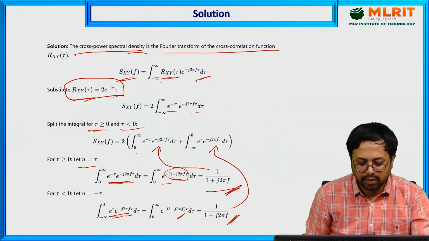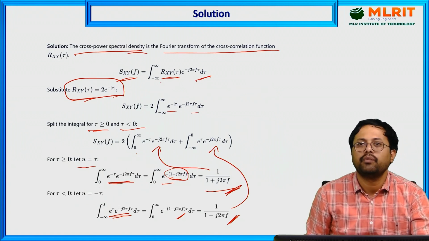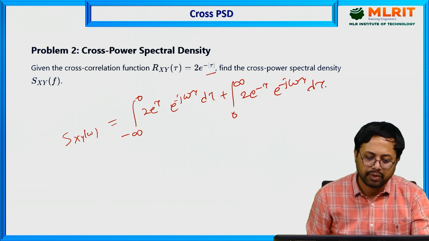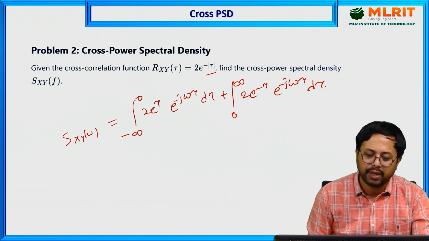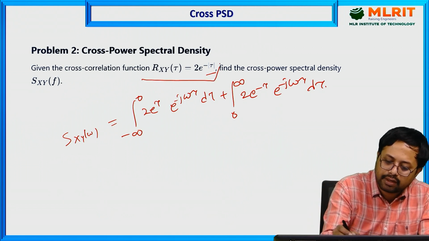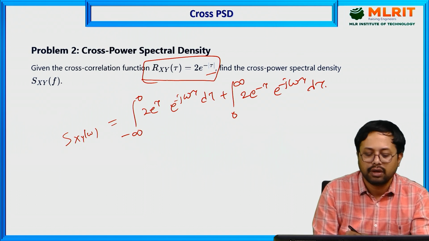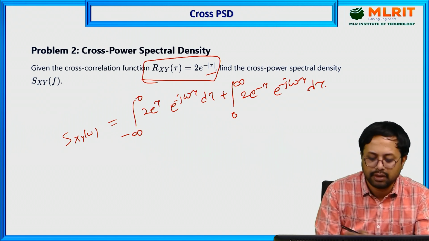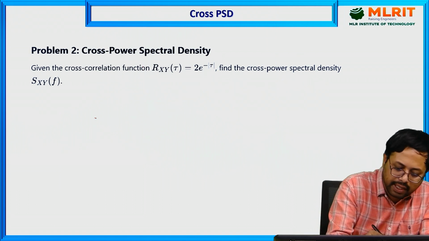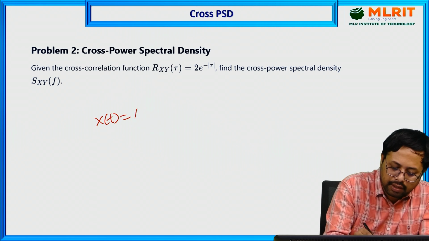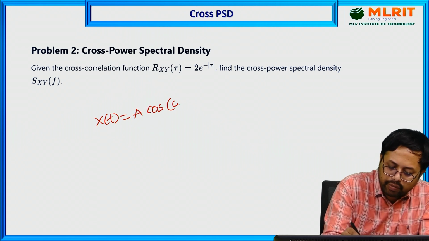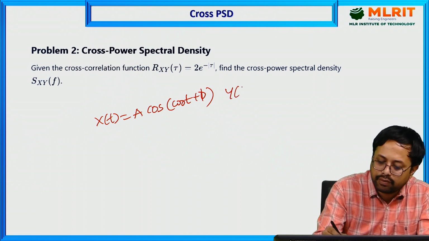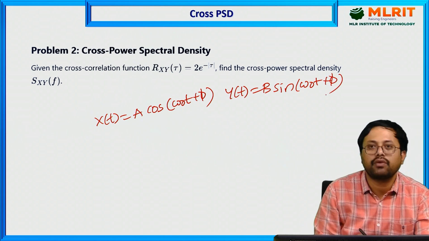Now next, the same problem you can also solve by using the second method. Here they have given the cross correlation function directly. Instead of that, if they give in the question that x of t equals A cos(omega naught t plus phi) and y of t equals B sin(omega naught t plus psi), they give the question in this way.